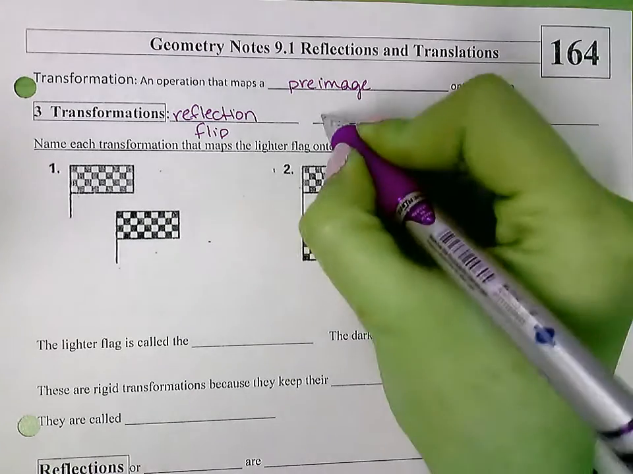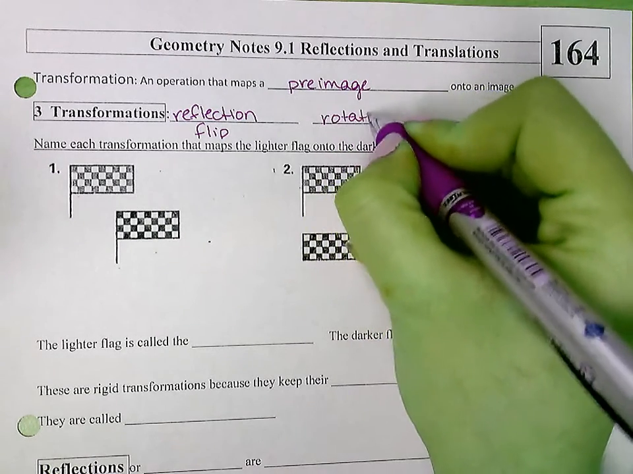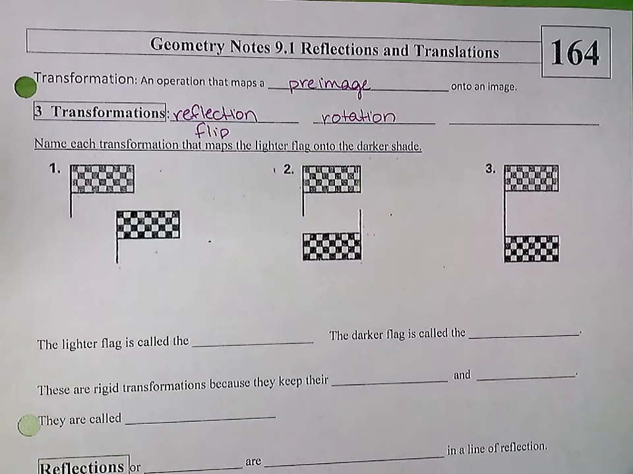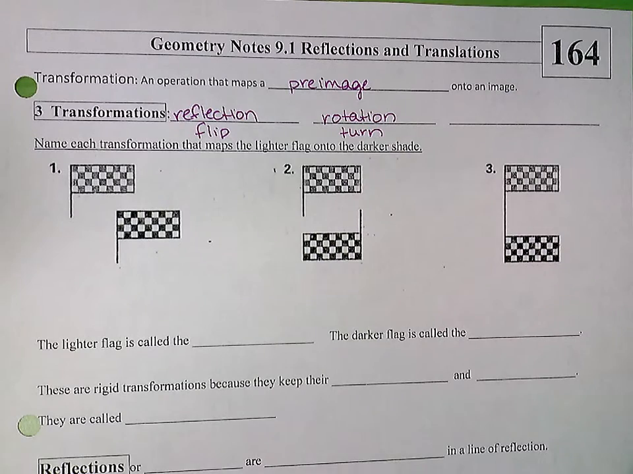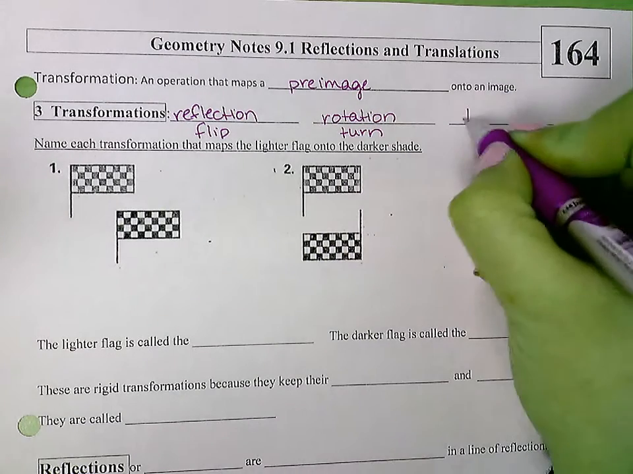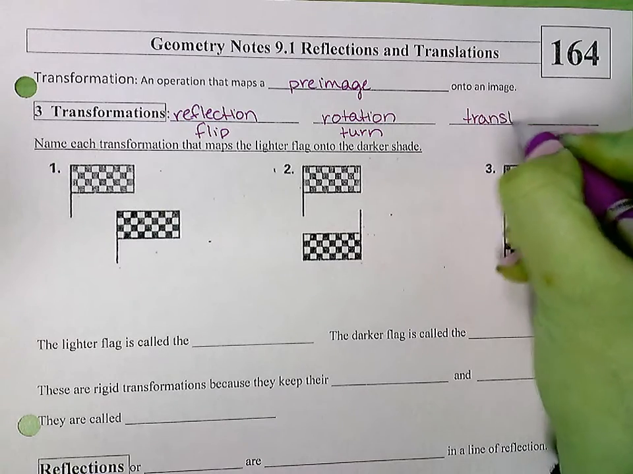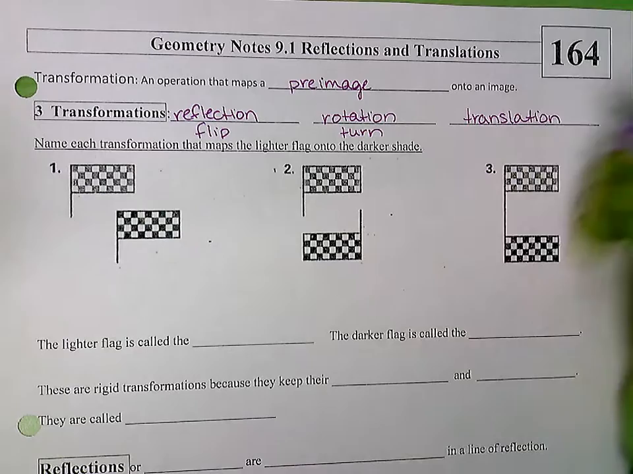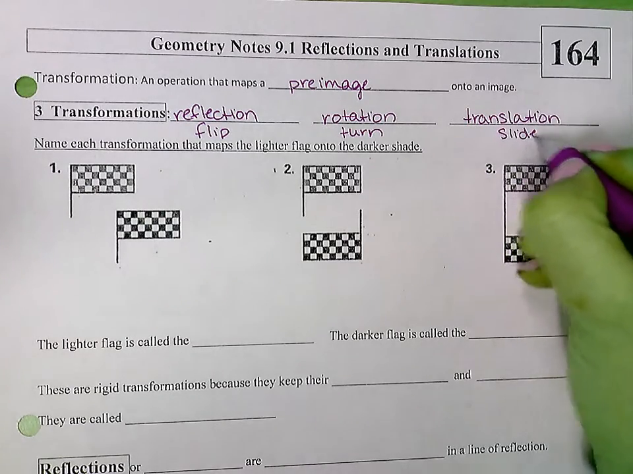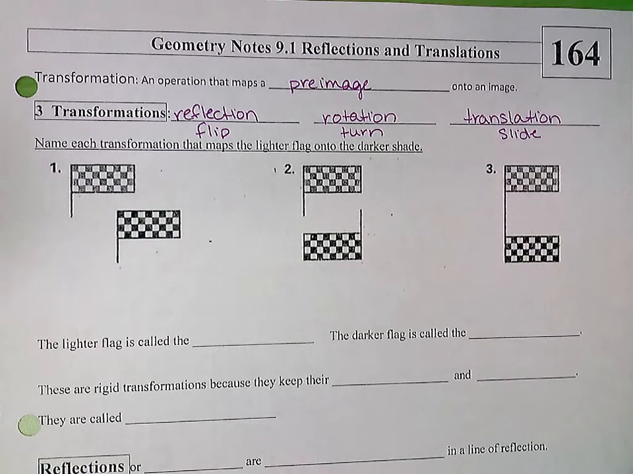A rotation. That's a turn. And a translation. That one is a slide. So there are 3 different transformations that we are going to go through.